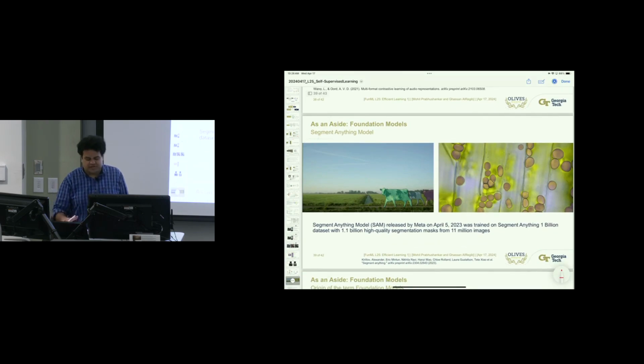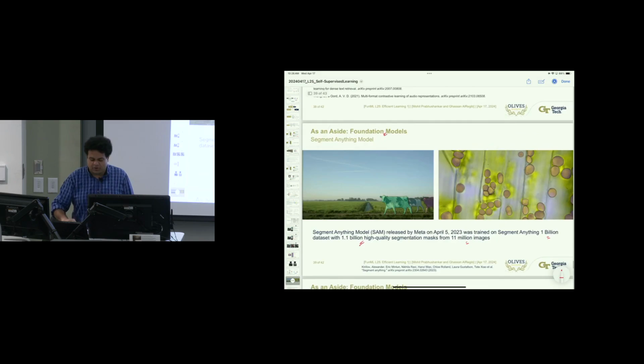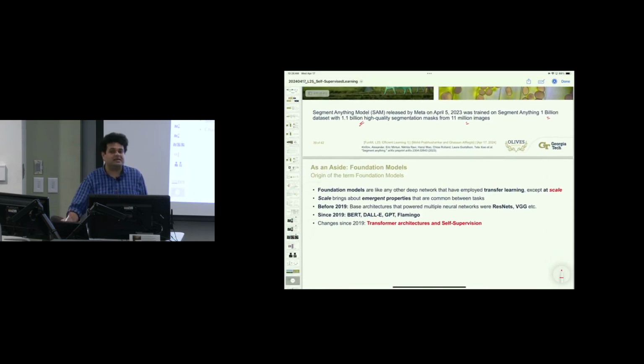So the last part is more of an aside. These days, what we have are called foundation models. The SAM model that many of you are working with in your project is one such foundation model, the segment anything model. It's a segmentation foundation model that was trained with 1 billion high quality masks on 11 million images. Again, most foundation models right now use a self-supervised learning algorithm. And whenever you see the words foundation models, it might seem like a very big deal, but it's really not.